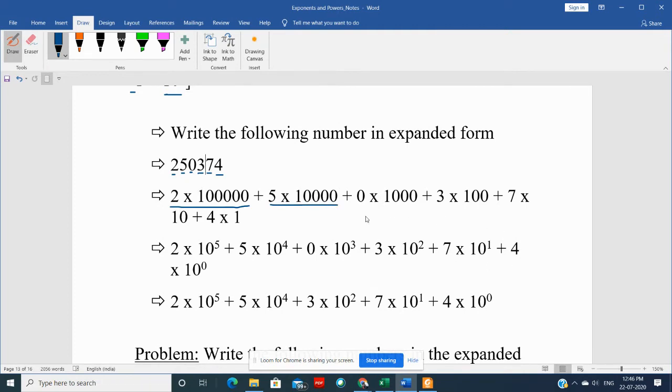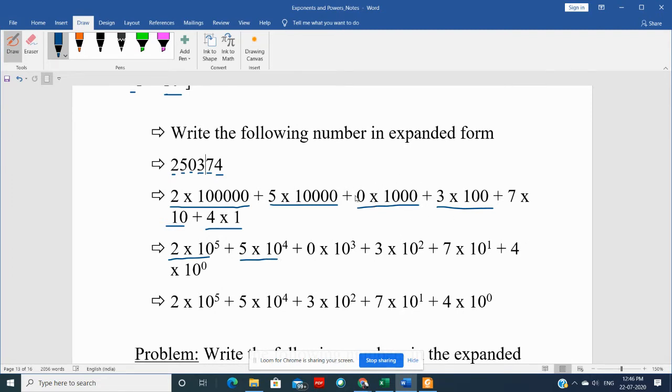0 is at the thousands. We'll still show it, 0 at the thousands, and so on. 3 is at the 100, 7 is at the tens place, and 4 is at the ones place. Now, instead of lakh, how many zeros are there? See, 5 zeros. So 2 into 10 raised to 5. Instead of 10,000, because 4 zeros, 5 into 10 raised to 4.